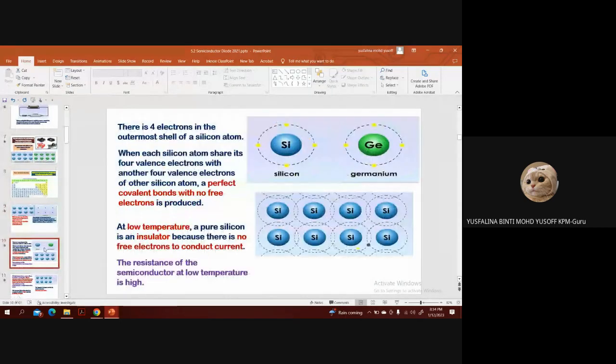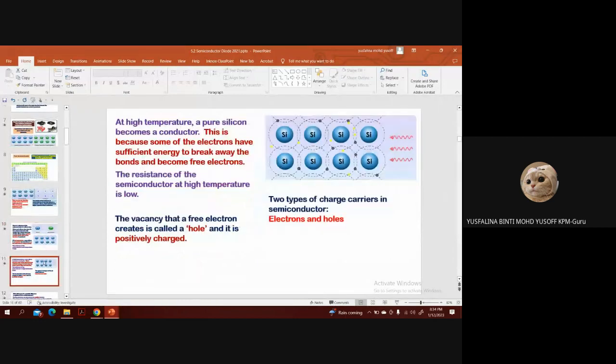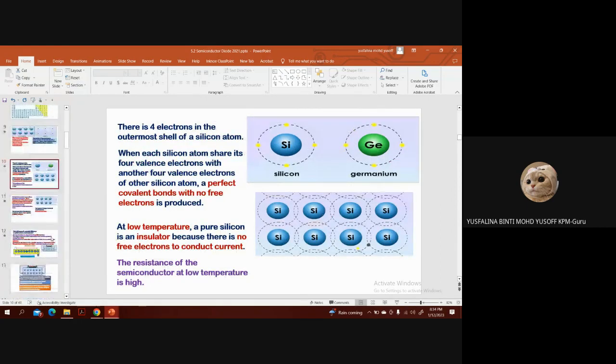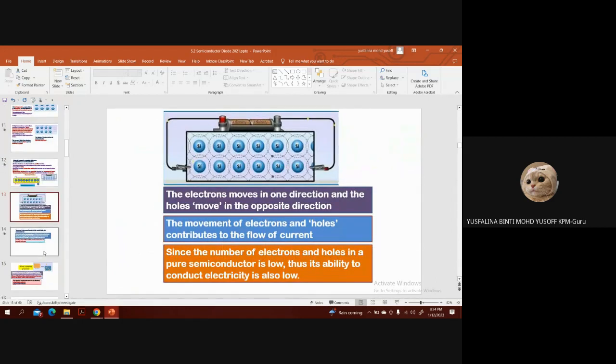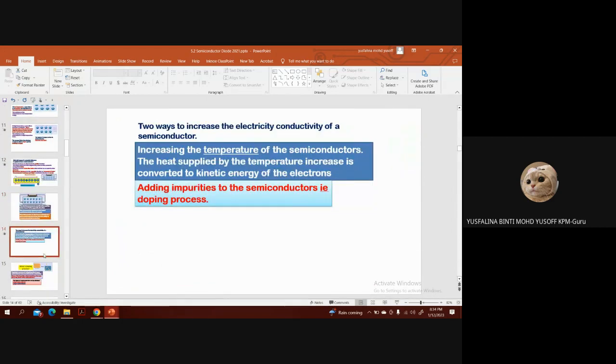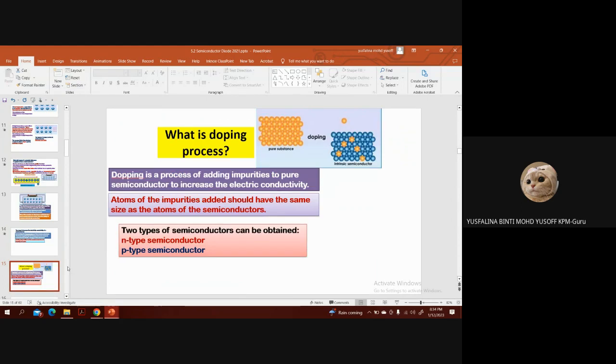What is actually doping? It means you put another atom, another substance, inside of it, so it can increase the conductivity. All right, so there are two types of semiconductor from this doping process. The first one I already explained, this is a quick review.